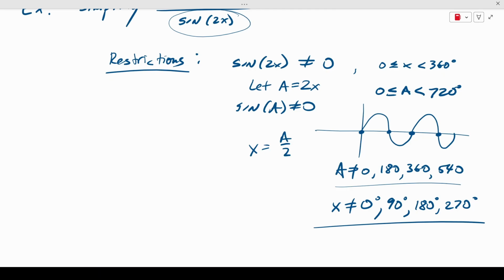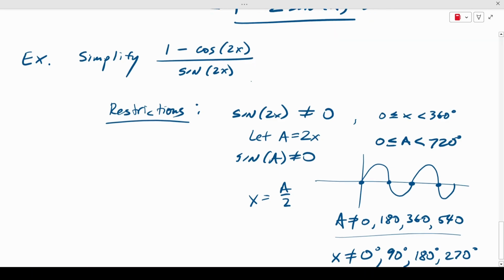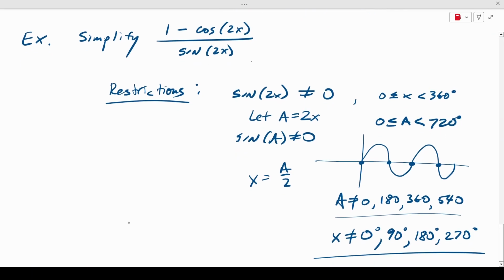Now, we've got our restrictions. Let's do the actual simplification. We have this expression, and we would like to simplify it. So I'll work down here, 1 minus cosine of 2x over sine of 2x.